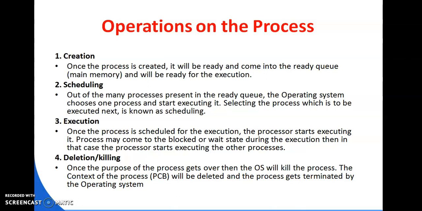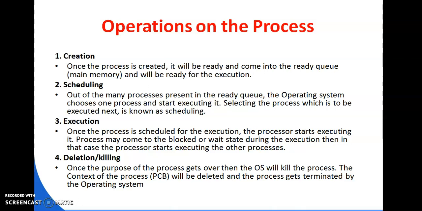Next is scheduling. What is scheduling? Out of the processes present in the ready queue, the operating system chooses one process and starts executing it. Selecting the process which is to be executed next is known as scheduling. In layman's language, scheduling means it makes a timetable through which all the processes move towards the processing area.